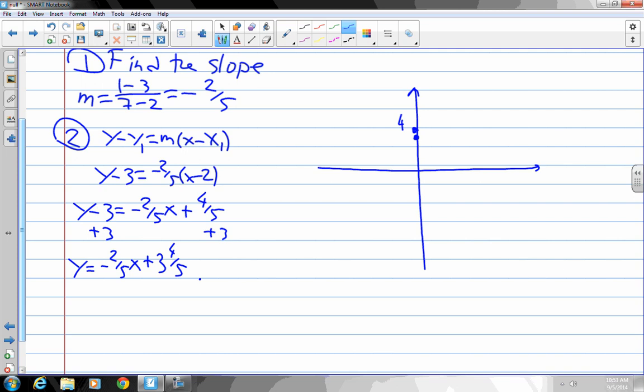What is negative 2/5? What does that mean? Yeah, so go down 2. So 1, 2, and then over 5: 1, 2, 3, 4, 5. So here's your second point, and I'm really just eyeballing that.